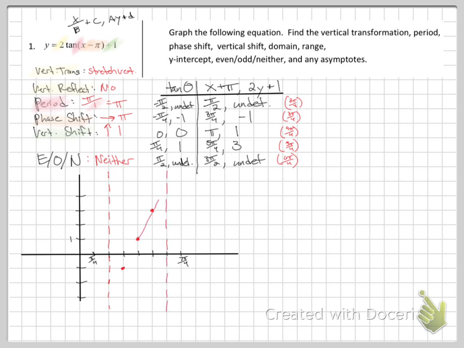Try to make it look kind of like a cubic. It's not a cubic, but it does have that same inflection point idea. And then we will answer all the questions afterwards. Okay, so domain, range, asymptote, y-intercept. Remember, we already did even, odd, neither. You can see that there was a vertical shift.